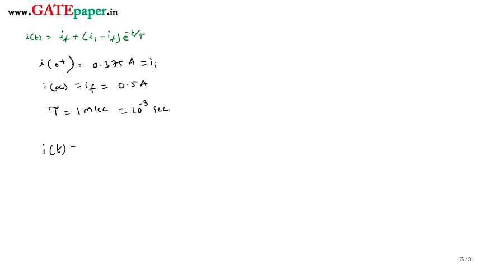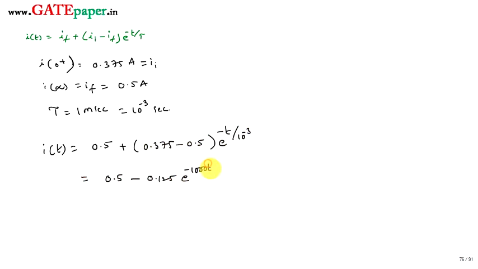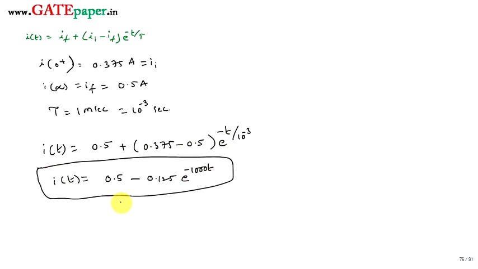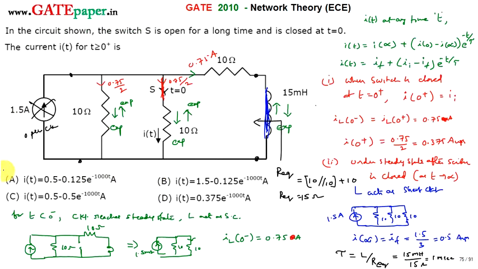Substitute the I of t value. I of t is equal to I_F, that is 0.5, plus I_i, which is 0.375, minus I_F 0.5, into e power minus t by 10 power minus 3. So this will be equal to 0.5 plus minus 0.125 e power minus 1000 t. So this is the expression for the current: I of t is equal to 0.5 minus 0.125 e power minus 1000 t. So the right option for this question is A. A is the right option: 0.5 minus 0.125 e power minus 1000 t amperes. Thank you.